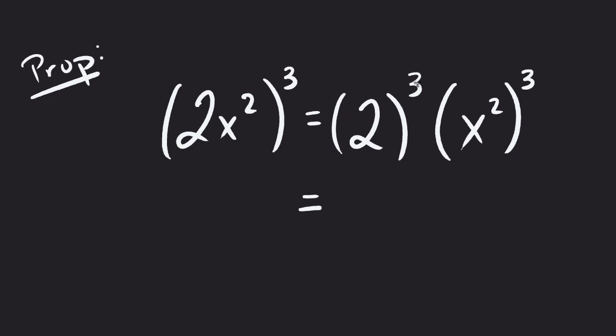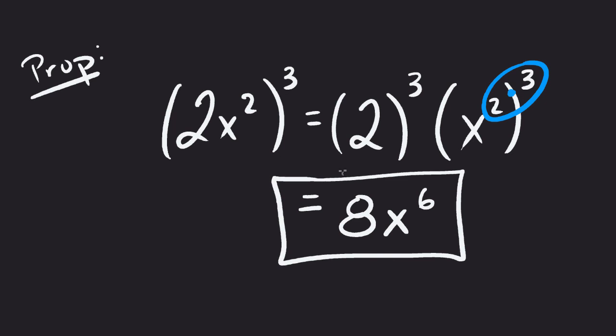Alright, well 2 cubed means 2 times 2 times 2, which would be 8. And x squared to the third, well, if we refer to our power of a power, it says that we're going to multiply those two together. So I'm going to multiply those two numbers, which then gives me 6. So I'm combining some of the properties together so we can get a final solution.